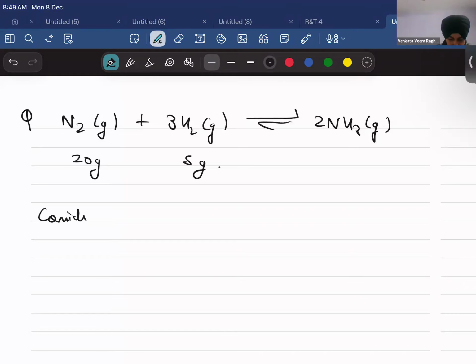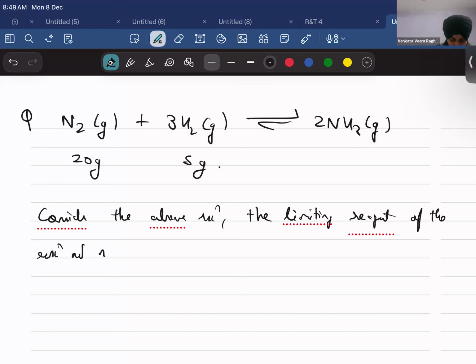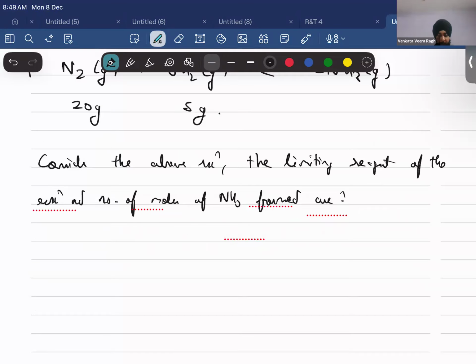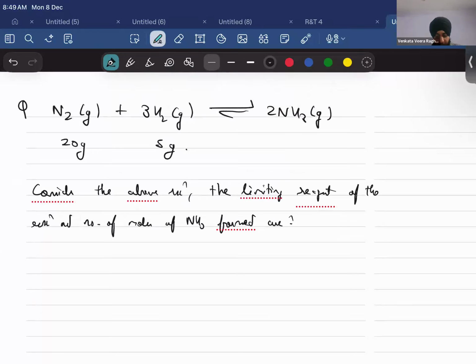Consider the above reaction, the limiting reagent of the reaction and number of moles of NH3 formed are. Yeah, this is your question. You have to identify the limiting reagent of the reaction and you have to find out the number of moles of NH3 formed here.